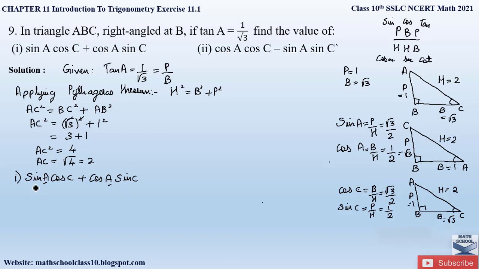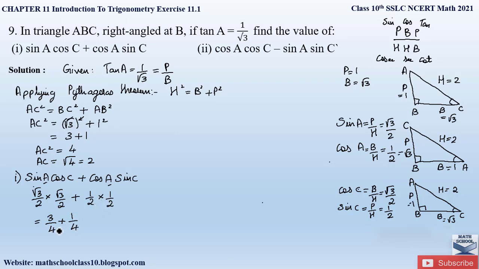So what is sin A? Sin A is given by √3 by 2 into cos C. Cos C is also √3 by 2. Plus what is cos A? Cos A is 1 by 2 into sin C, which is also 1 by 2, right? So what is √3 into √3? Multiplying any two root terms will give you the term inside the root itself. So √3 into √3 is 3 divided by 2 into 2 is 4, plus 1 into 1 will be 1 divided by 2 into 2 is 4.